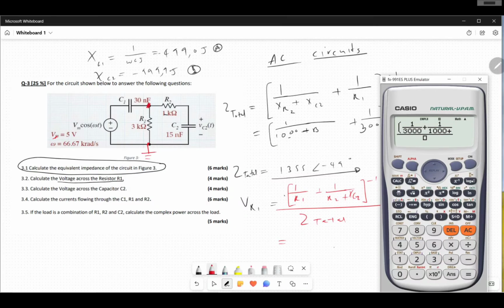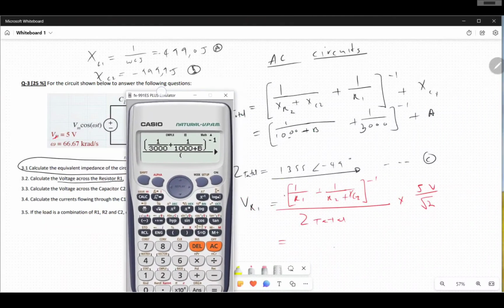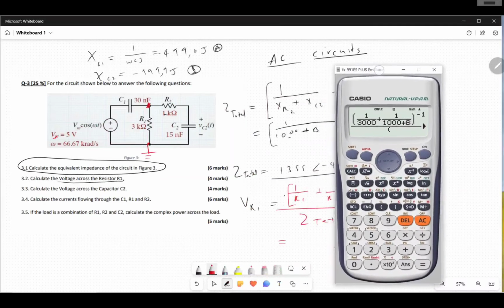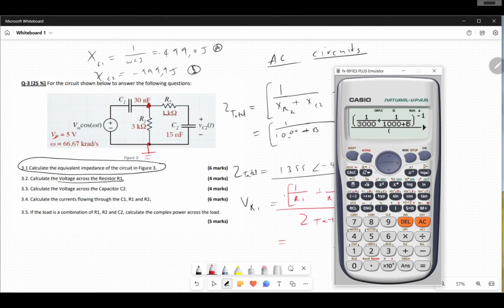Plus impedance of C2. We have its impedance there. C2 is stored at B, so let me just say alpha B. Close, this thing is flipped upside down all over Z total, and Z total was saved, let me look here, I think I had it at C. Then I can just put alpha C, close. Then remember, multiply all this by 5 all over root 2 to make it RMS. Then I say, what is my answer?